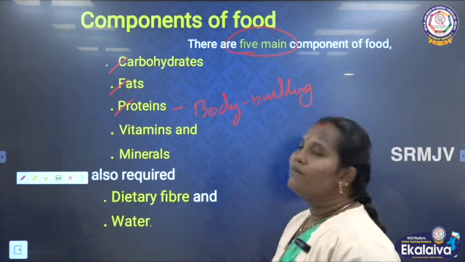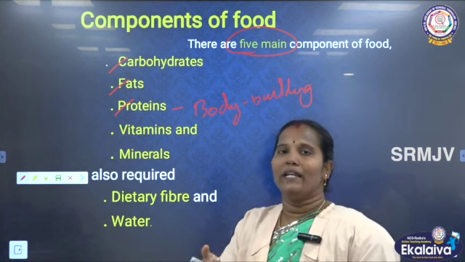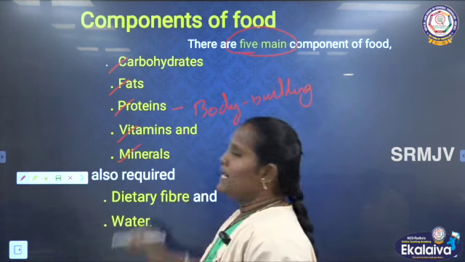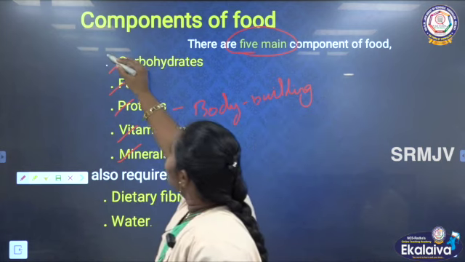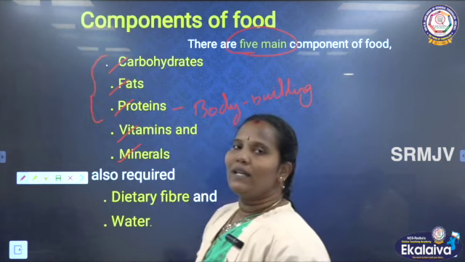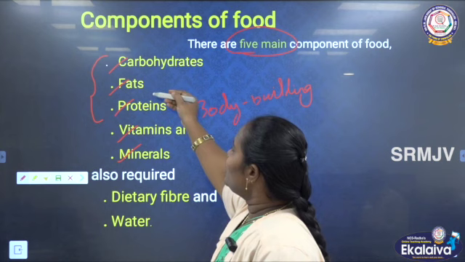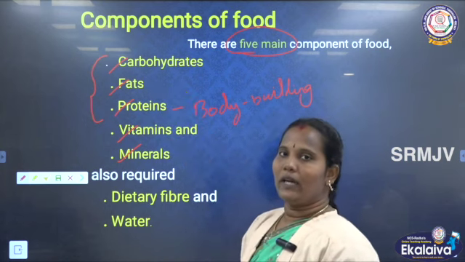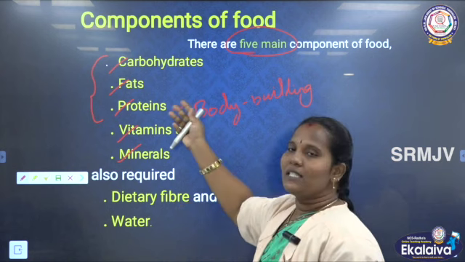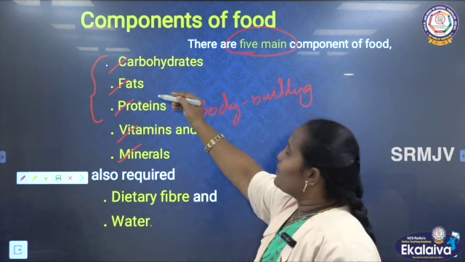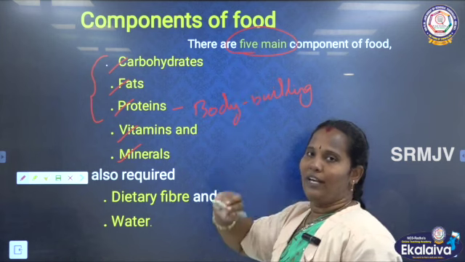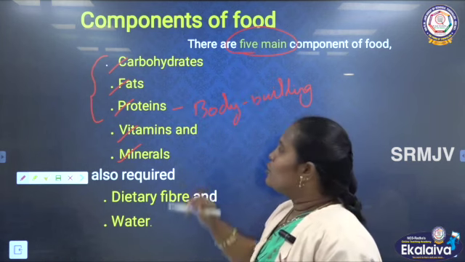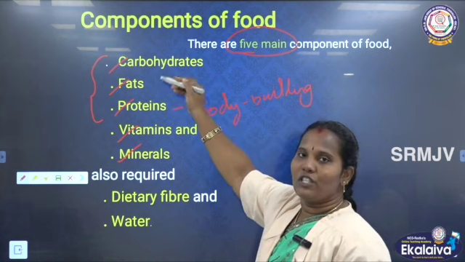After that, apart from this, we need a small quantity of some things. What are they? One is the vitamins, another one is the minerals. Clear? First, these 3 things are there: carbohydrate, fat, protein. These 3 are the major things. Carbohydrate and fat give the energy to our body, and protein helps the growth of the muscles and bones. So these are very important nutrients to our body.